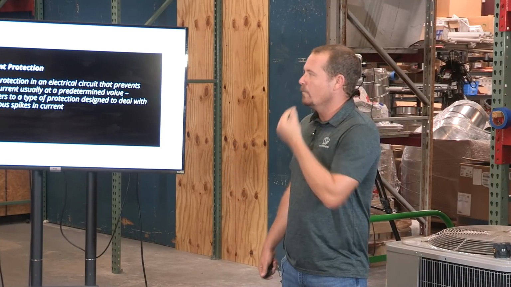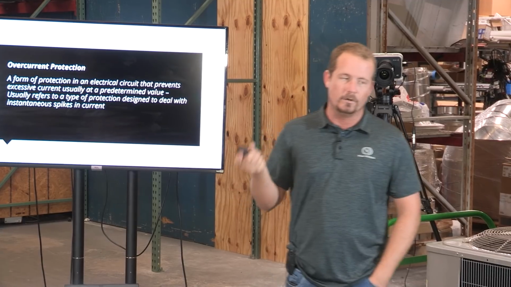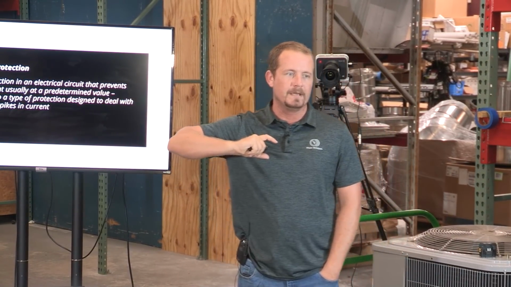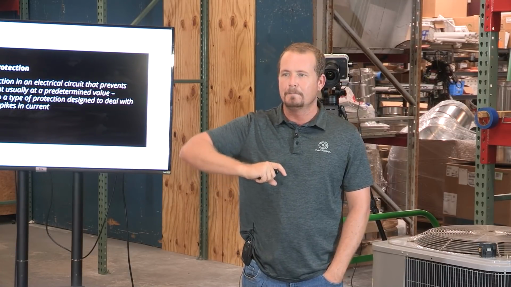Okay. All right. Overcurrent protection is a form of protection in an electrical circuit that prevents excessive current, usually at a predetermined value. Usually it refers to a type of protection designed to deal with instantaneous spikes in current. So an overcurrent protector is designed to deal with instantaneous spikes. That would be your circuit breaker, right? So big spikes.